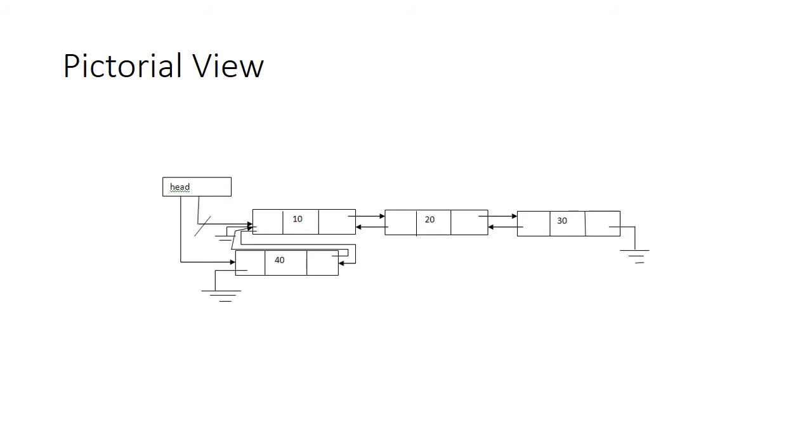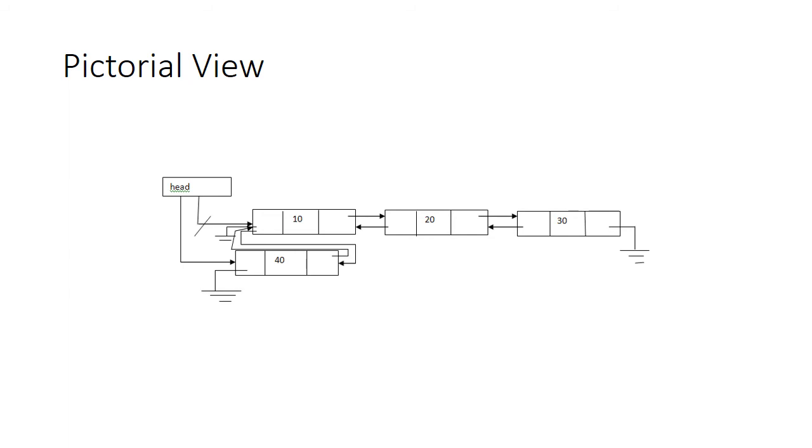I am entering the data in the data field of the new node. Initially I will make the left pointer as well as the right pointer null, and afterwards I will see whether my list is empty or not. If it is empty, this will be the first node, and I will name it head.